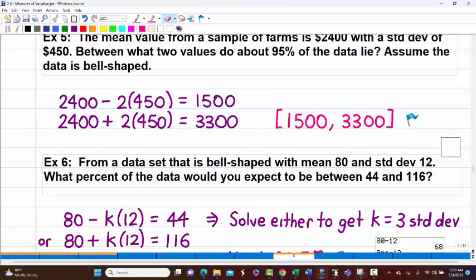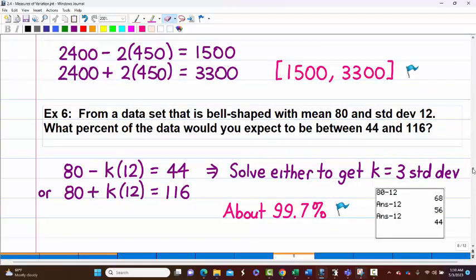Next one is just the opposite, where it gives us the interval and we have to figure out the percentage. So either one of these kinds of formats of a question could be asked on a test. It's giving you the mean and standard deviation. What percent of the data would you expect to be between 44 and 116? So we're trying to figure out whether it's 1, 2, or 3 standard deviations, because that way we'll be able to get the percent based on that.